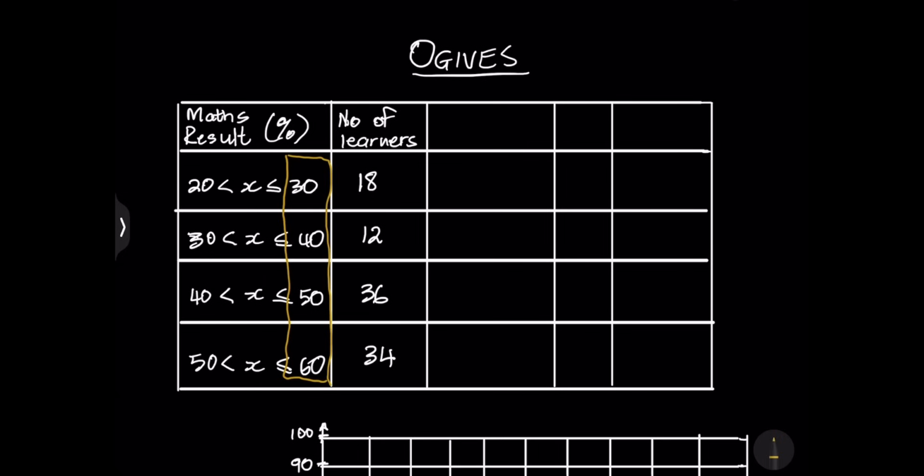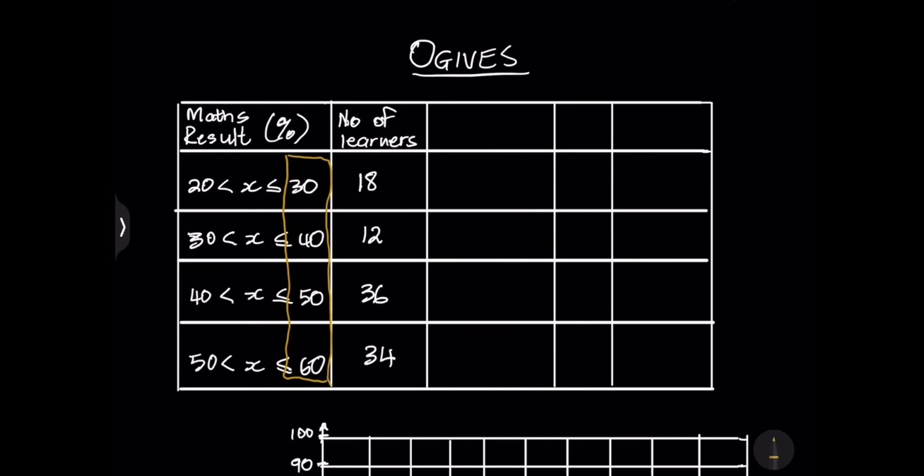Now I'm using here an example of learners that obtained maths results for the prelims. What this simply means is that we've got 18 learners that get results between 20 and 30%. We've got 12 learners between 30 and 40. We've got 36 learners that obtain results between 40 and 50. And then we've got 34 learners between 50 and 60.